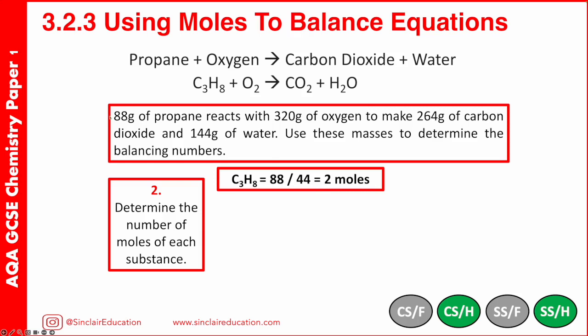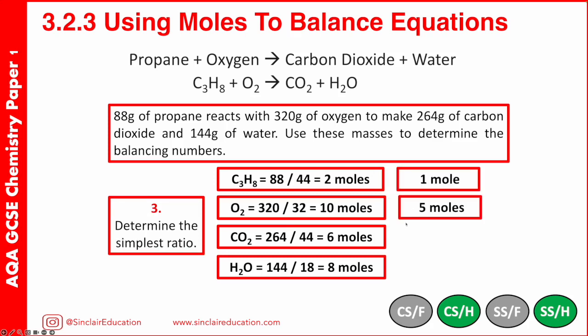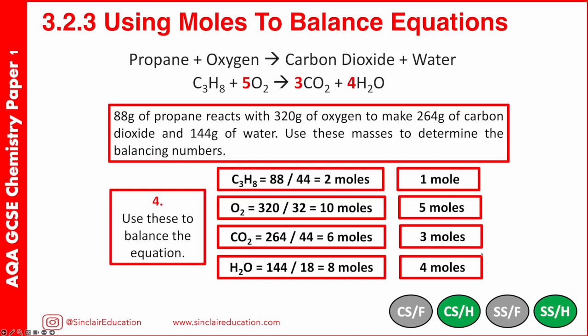So at this point, we're going to do mass divided by RFM. So we know that propane's got a mass of 88. We'll divide it by its RFM. We've got 2 moles of it. Oxygen, let's take its mass, divide by its RFM. We've got 10 moles. And we continue to do this. So mass divided by RFM for each. Now, we're going to find the simplest ratio because they all have a common denominator of 2. So actually, the simple ratio is we've got 1 mole of this to 5 moles of this to 3 of this and 4 of this. And those are our balancing numbers. We don't have to write a 1 in front of it here because we don't include 1s within our equations.